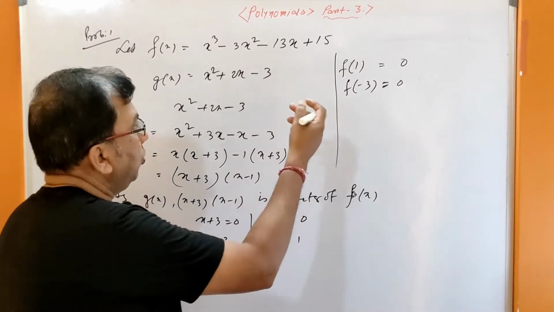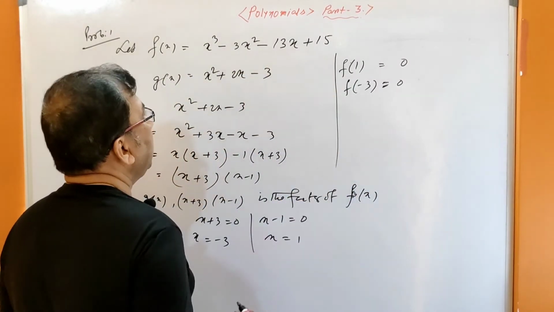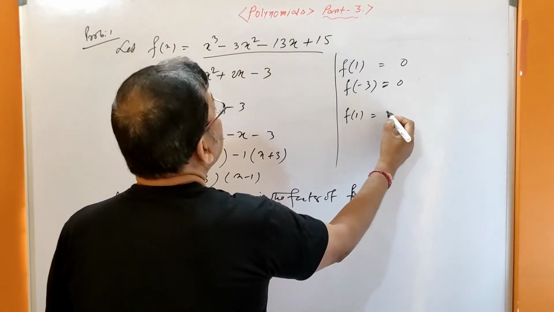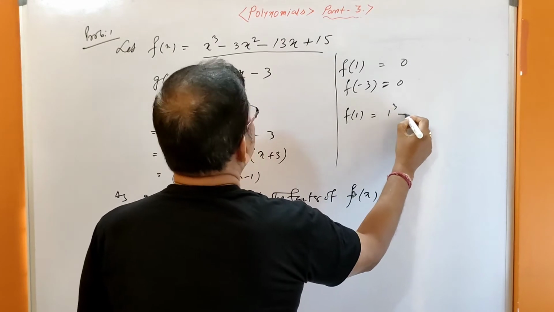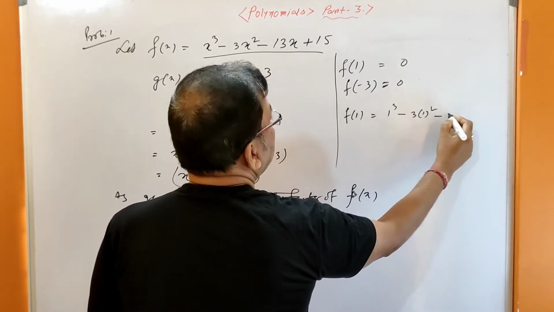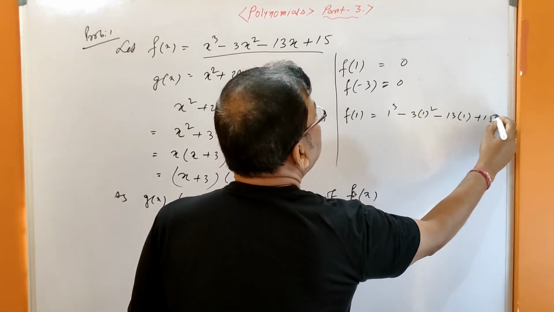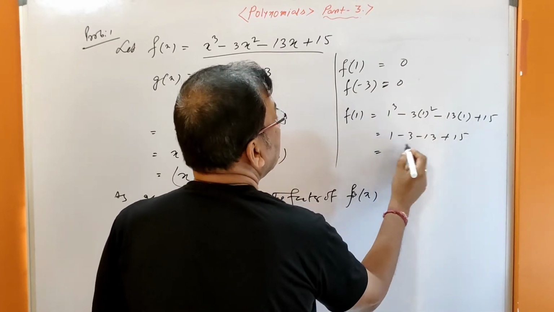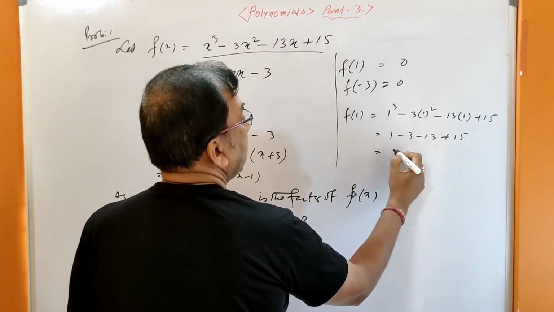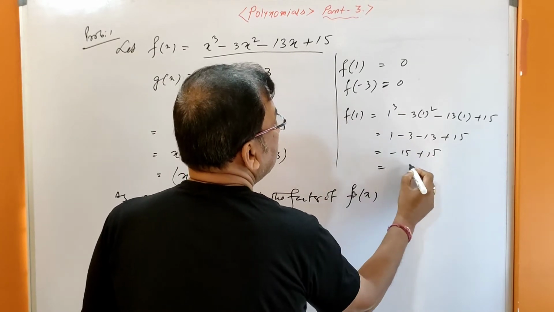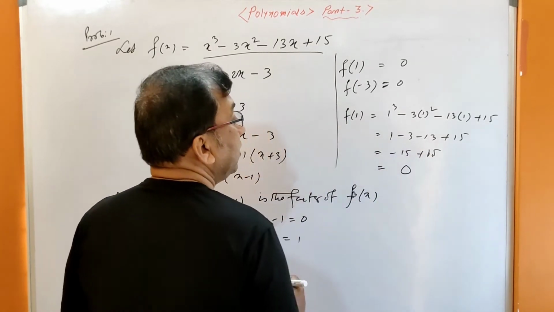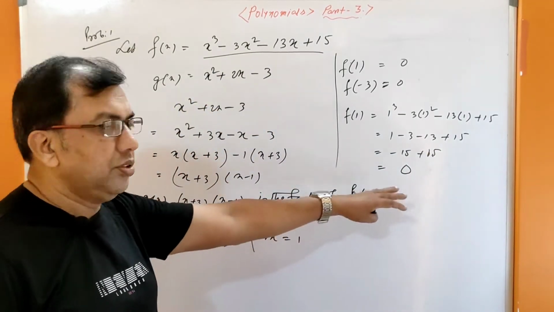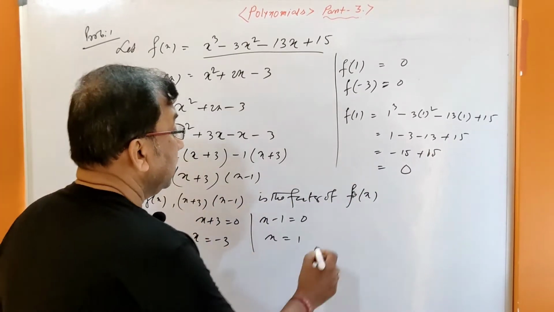Let's see, f(1) equals 1 cube minus 3 into 1 square minus 13 into 1 plus 15. How much will it be? 1 minus 3 minus 13 plus 15, which is 16 minus 16 equals 0. Clear? So f(1) equals 0. Already found out. Next, f(minus 3).